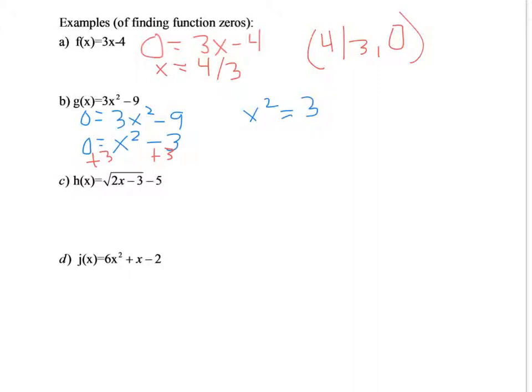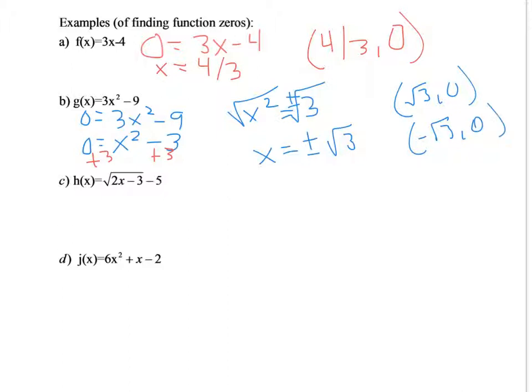Square root. When you do a square root, you always want to make sure that you get your plus or minus. So x is positive, negative, radical 3. That means I have (square root of 3, 0) and (negative square root of 3, 0) as my ordered pairs. Okay?